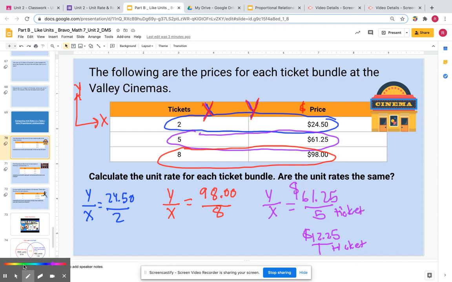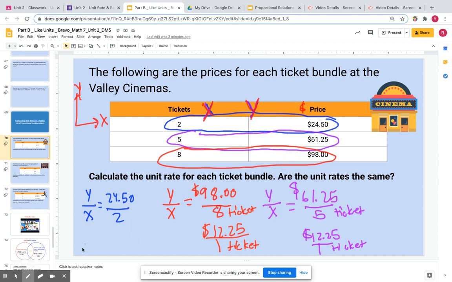Same thing for the red one. You want to repeat the same process that we have always been doing. The top was money, the bottom was tickets. So 98 divided by 8. You want to find out how much each ticket cost in that bundle. And you find out that you only paid $12.25 for one ticket. So right now it seems like it was a fair transaction between the middle one and the bottom one.